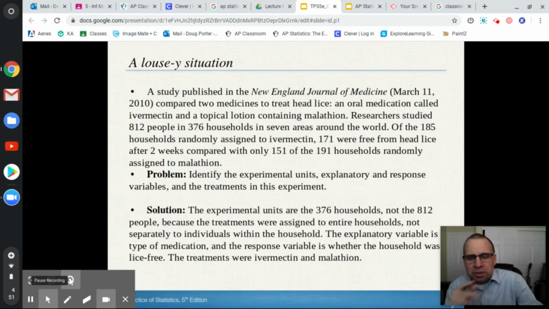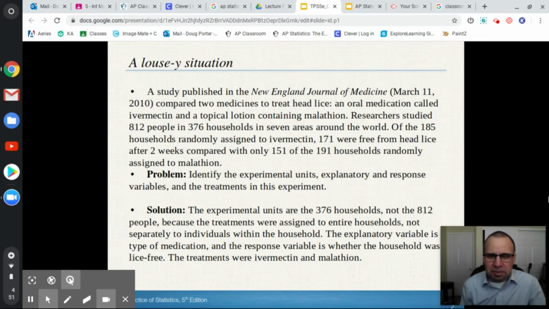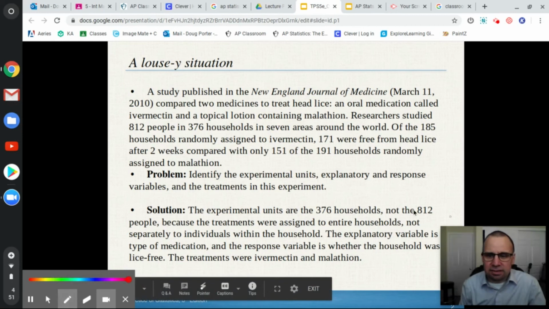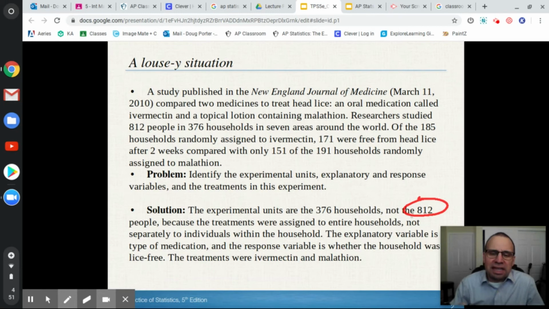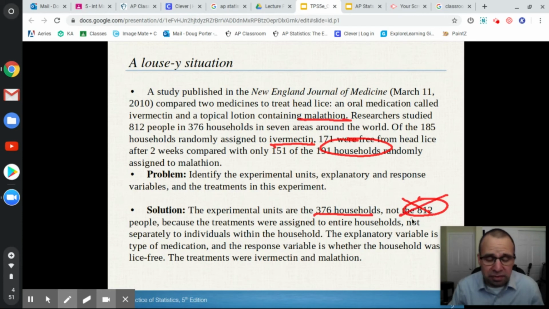The experimental units are actually the households, not the 812 people. A lot of people will get this wrong because they immediately gravitate towards the people. However, it was the households that got the treatment, okay? One of these treatments here. These words that I can barely pronounce. But it wasn't the people that got the treatment. It was the households that randomly got assigned the treatment. So actually the experimental units are the 376 households, not the 812 people within the households.